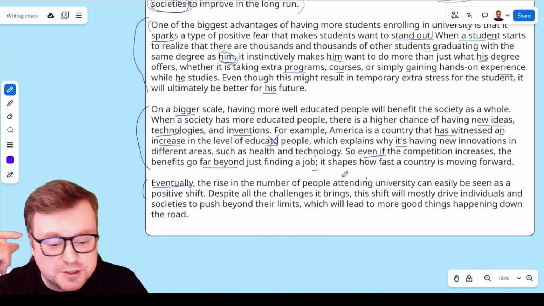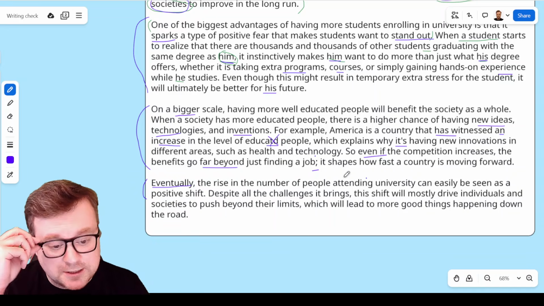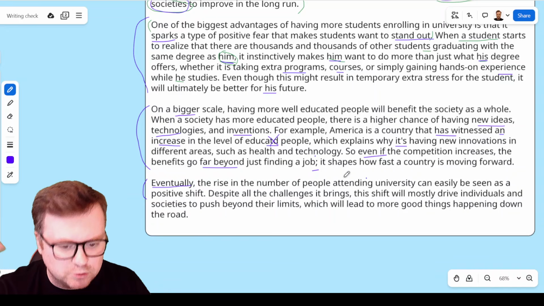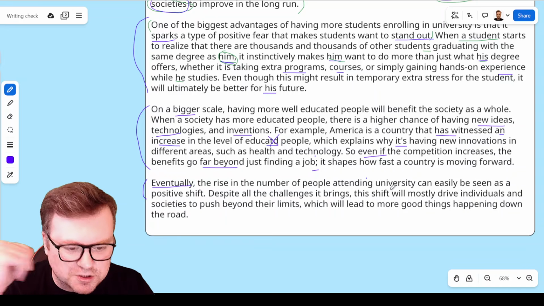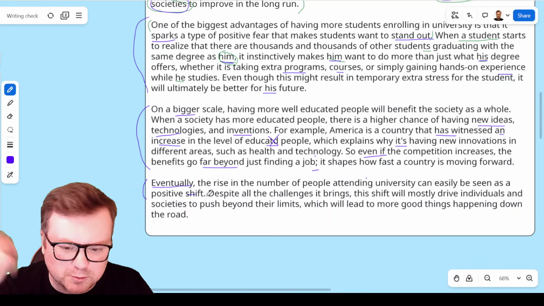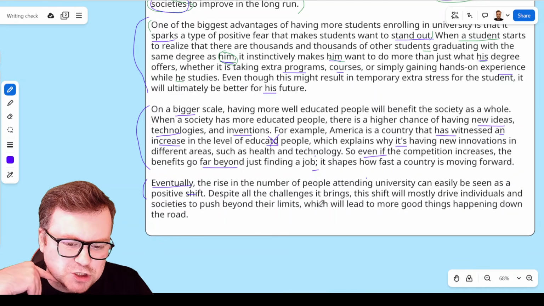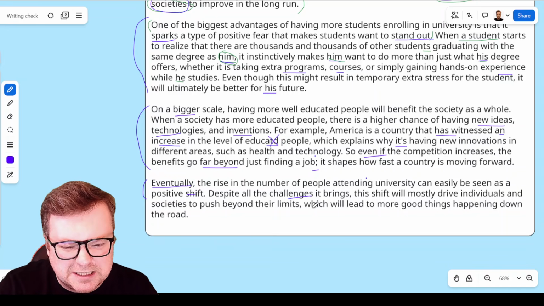This is what we call a reduced relative clause because it's like number of people who are attending. We are omitting relative pronoun who and the auxiliary verb be, who are attending, people attending, good stuff, can easily be seen as a positive shift, positive change, probably. Despite all the challenges it brings, I mean, you haven't really mentioned challenges, have you? And we don't really need to mention that.